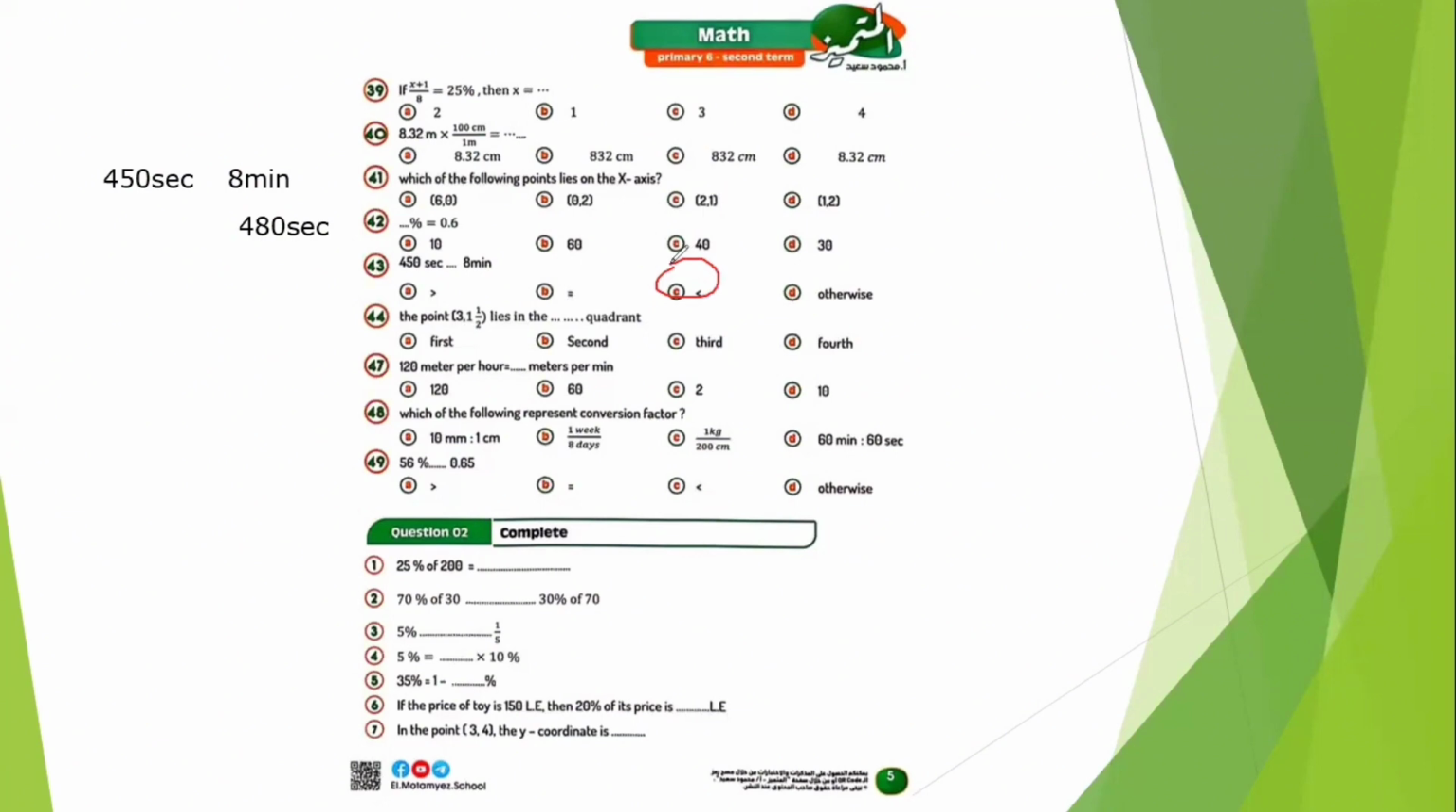44. The point 3 and 1.5 lays on which quadrant? We have to move 3 steps on X and go up 1.5. So it will be, for example, here approximately. So it's in the first quadrant. As long as positive and positive, I am in the first quadrant.